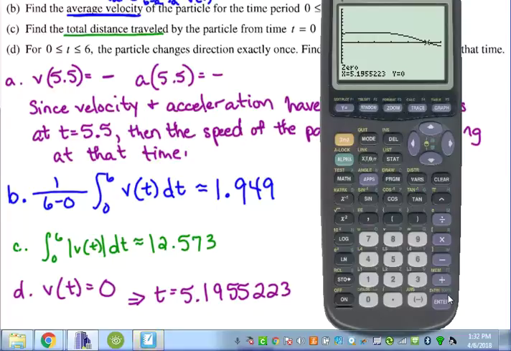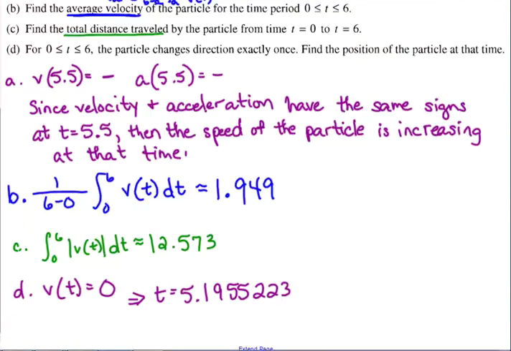So I get t equals 5.1955223. Now, do not round in the middle of the problem. Never round in the middle of the problem. Write down all those decimals that you can. Okay, so we get that answer.